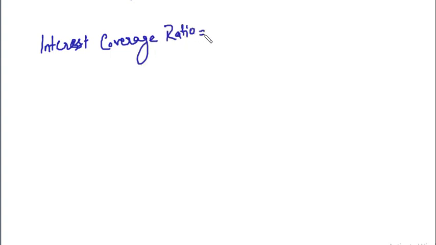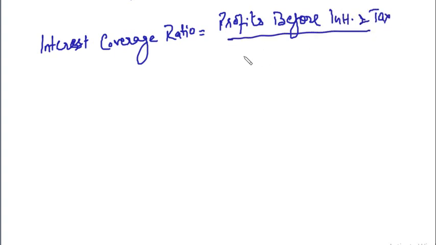So what is the interest coverage ratio? Interest coverage ratio is profits before interest and tax divided by interest on long-term debt, because in the solvency ratios we always consider the long-term financial position of the business. Clear? Are you getting my point?